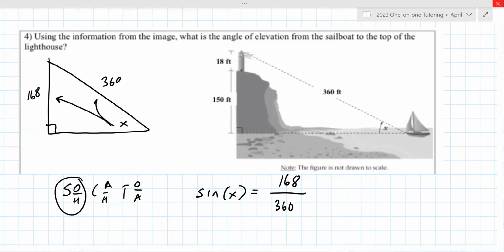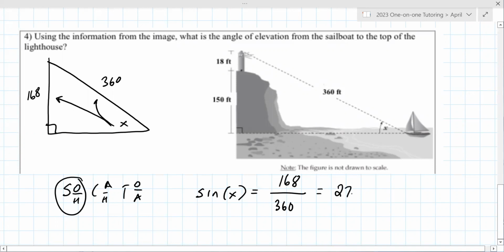Okay. So that comes out to 27.8 degrees. Very good.